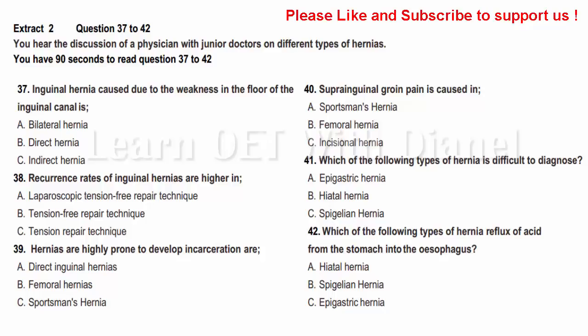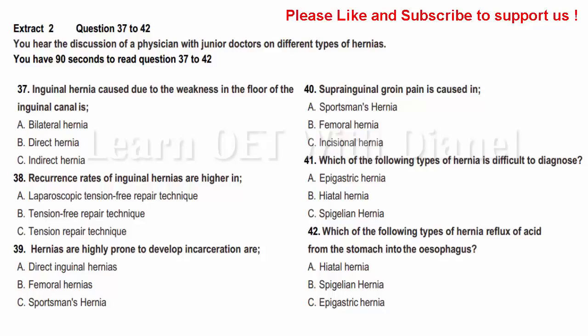When inguinal hernias are repaired using the tension repair technique, recurrence rates may be more than 15%. However, other techniques used for hernia repair, such as tension-free and laparoscopic tension-free, have much lower recurrence rates of just 1%. A sportsman's hernia is a condition of chronic exercise-related supra-inguinal groin pain. Generally, it involves a direct inguinal hernia.